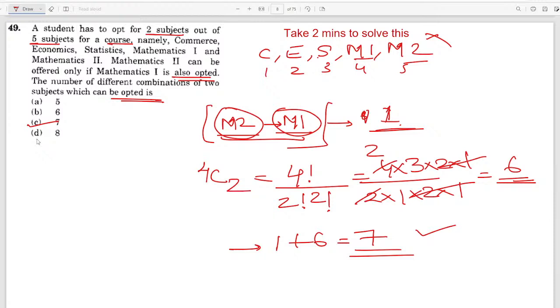Okay. So that is one way. And then you have to select out of the remaining 4 subjects, you have to select 2 subjects. That is 6. 1 plus 6 is 7. So others, if you have any doubt, please ask. Is this answer clear? I mean, is the solution clear?